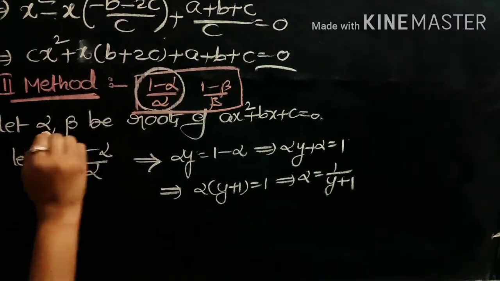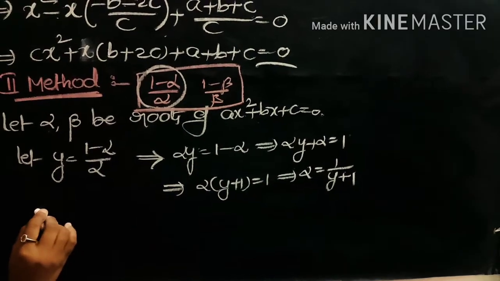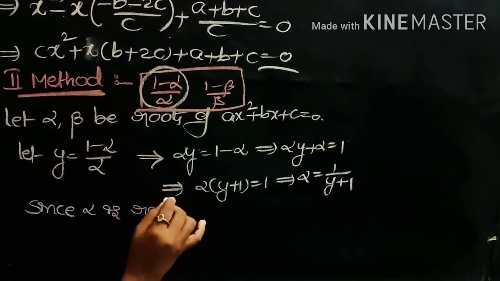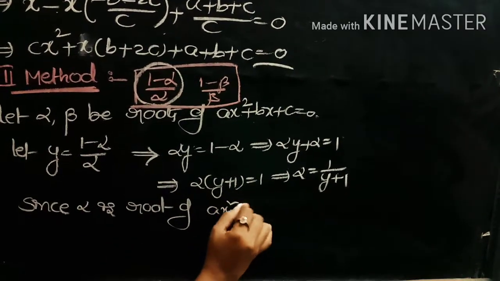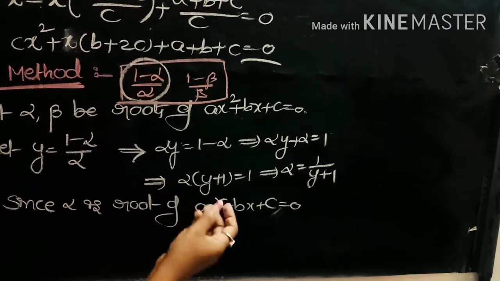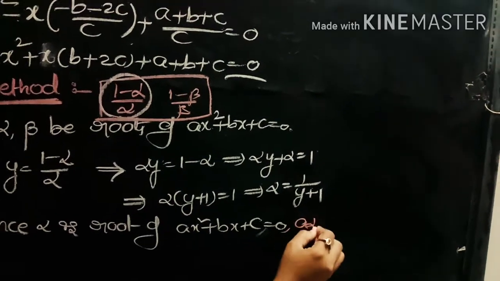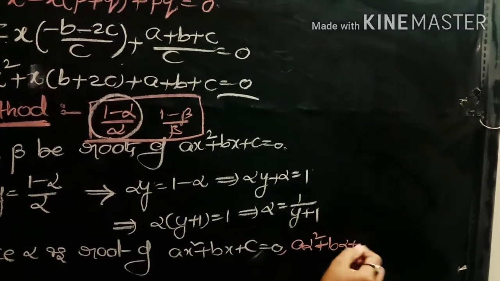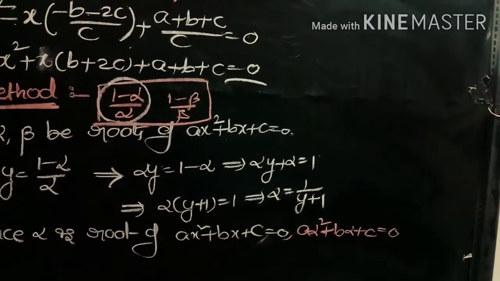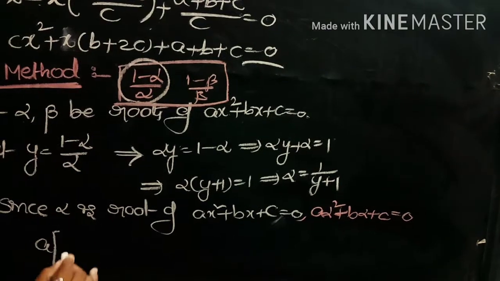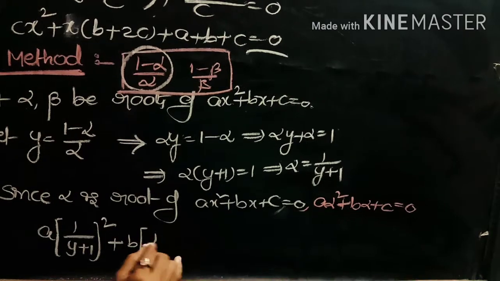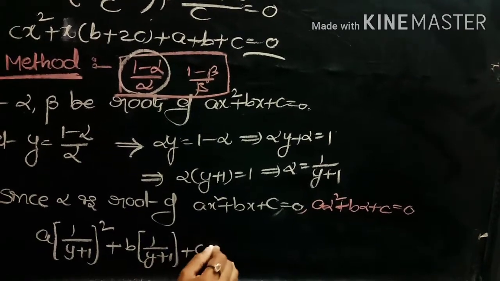Now what is alpha? Alpha is the root of the equation a x square plus b x plus c equal to 0. Since alpha is a root of this equation, alpha satisfies this equation. Then what we get? a alpha square plus b alpha plus c equal to 0. And now in this equation we are substituting the alpha value there. That is a into (1 by (y plus 1)) whole square plus b into 1 by (y plus 1) plus c is equal to 0.